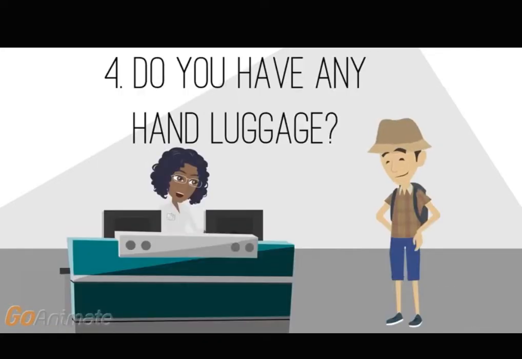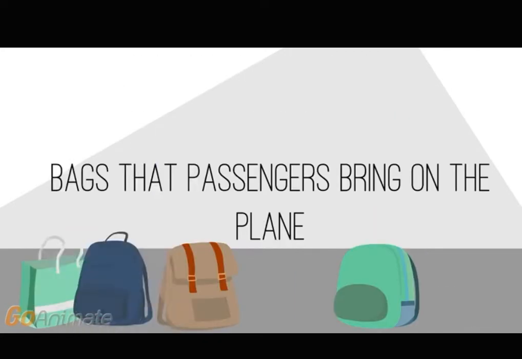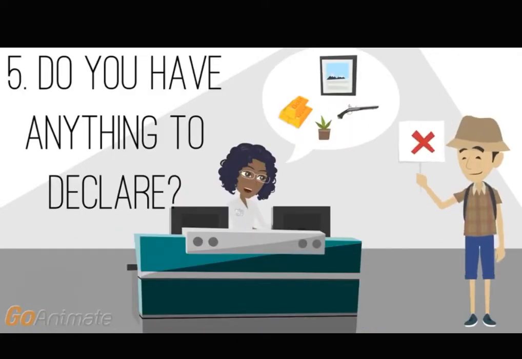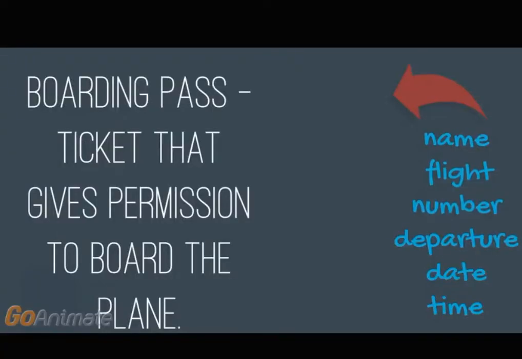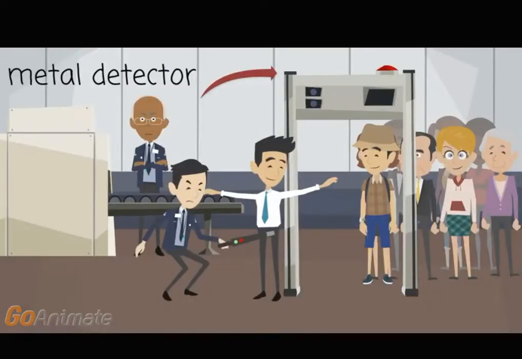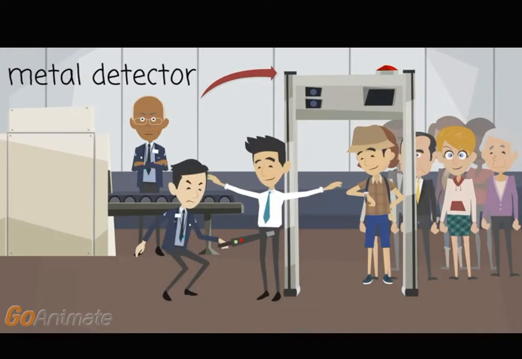Do you have any hand luggage? Hand luggage. Carry-on, cabin baggage. They are bags that passengers bring on the plane. Do you have anything to declare? Then you get a boarding pass. A ticket that gives you permission to board the plane. You are asked to pass a metal detector to check you don't have illegal items.